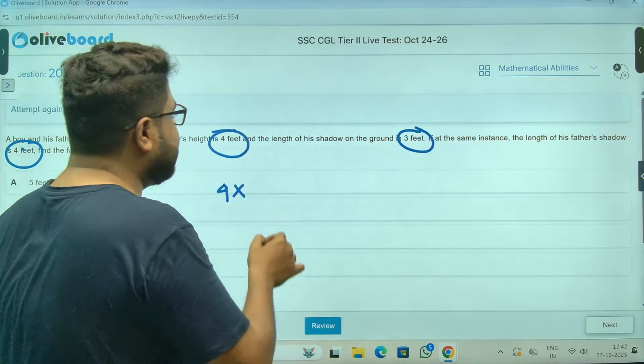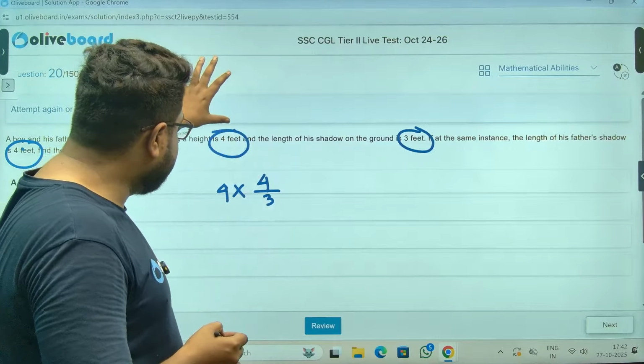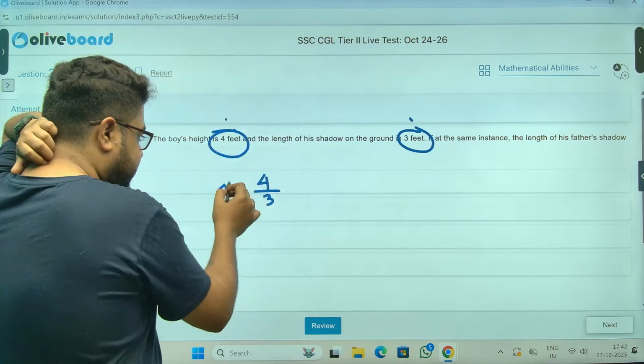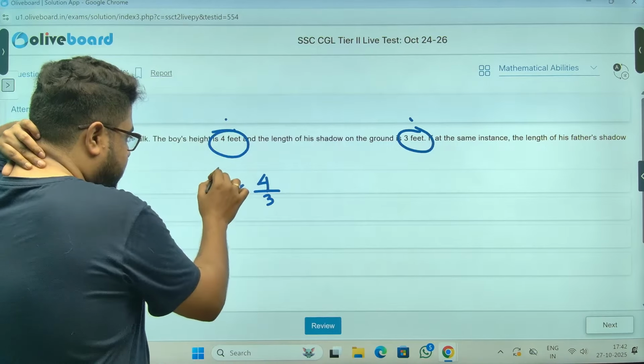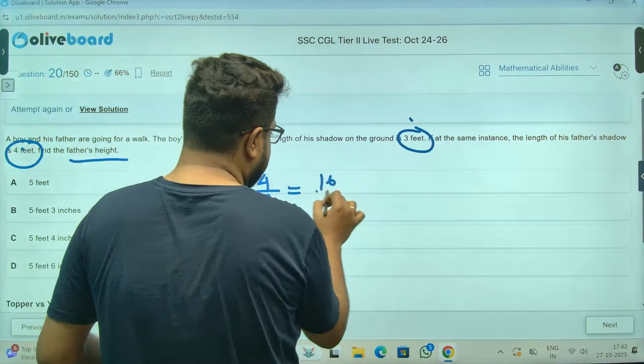Sir, shadow is always less. So the multiplying factor will be 4/3 for height, because 4 feet is the shadow, and the original height will be higher. So the multiplying factor will not be 3/4 but 4/3. Think like this, it will be done in one line. So it will be 16/3 feet.